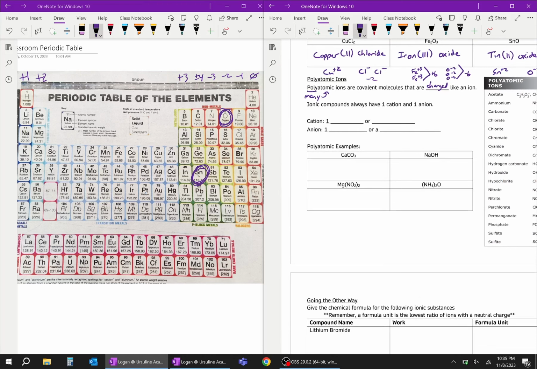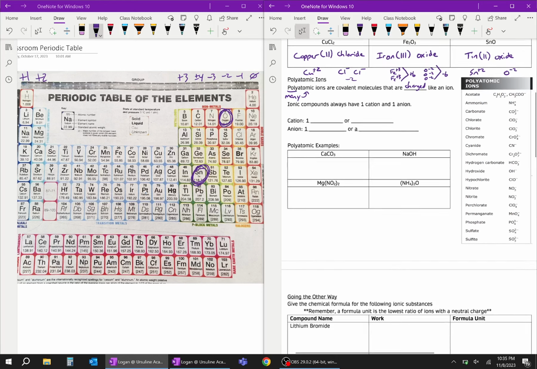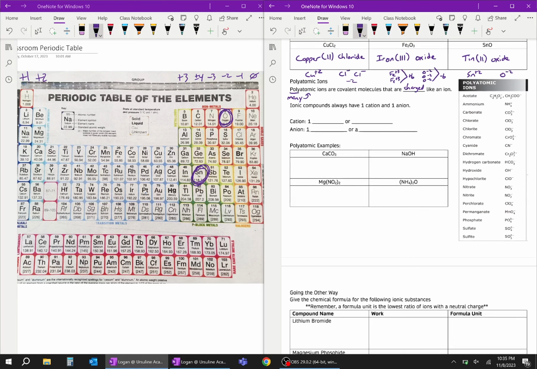So ionic compounds still only have 1 cation and 1 anion, but those cations or anions might be made up of many atoms bonded covalently. The cation is always going to be one metal by itself or a positive polyatomic ion like ammonium. Ammonium is the only positive polyatomic that we work with in first-year chemistry. The anion is always going to be made up of one nonmetal or a polyatomic ion.